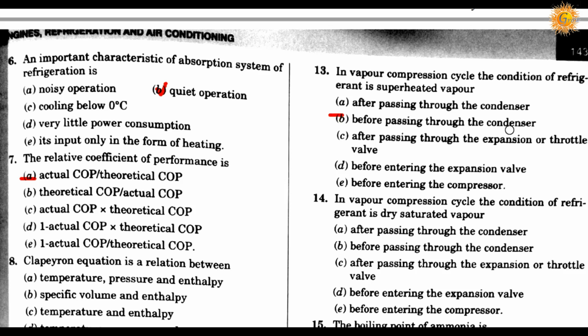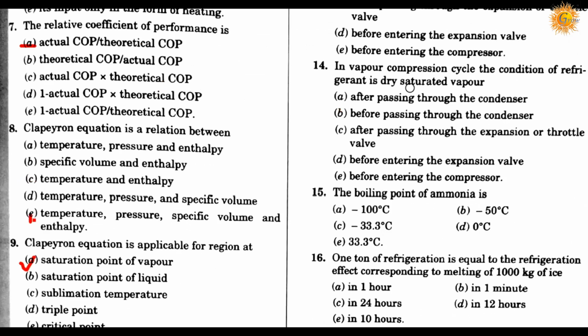Question number 14. In a vapor compression cycle, the condition of a refrigerant is very dry saturated vapor. Option A, after passing through the condenser. Option B, before passing through the condenser. Option C, after passing through the expansion or throttling valve. Option D, before entering the expansion valve. Option E, before entering the compressor. So the correct answer is E. Correct answer E means before entering the compressor.